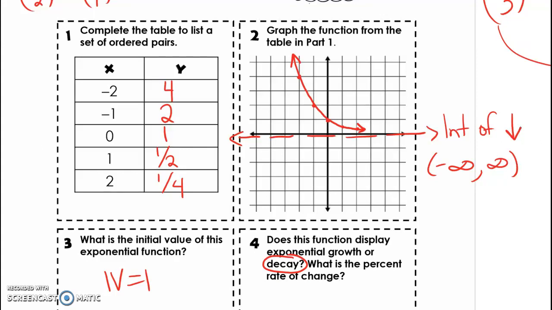When the base is greater than 1. Will the base ever be 1? No, because if the base were 1, it would just be a horizontal line.